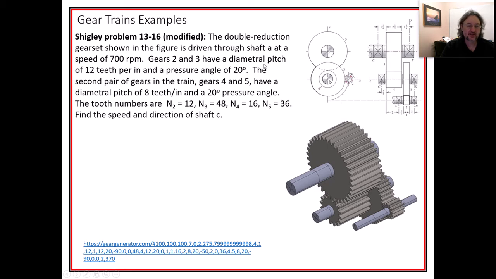Gears 2 and 3 have a diametral pitch of 12 teeth per inch and a pressure angle of 20 degrees. The second pair of gears in the train, gears 4 and 5, have a diametral pitch of 8 teeth per inch. And that's totally fine. They don't necessarily have to be the same pitch. But the gears that mate each other do need to have the same pitch.